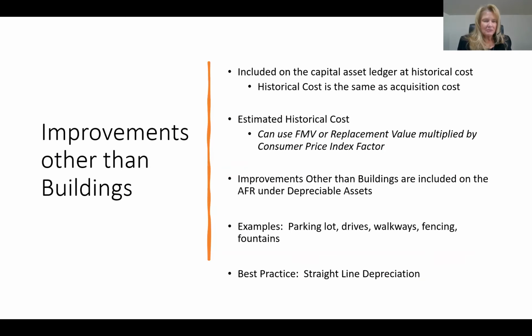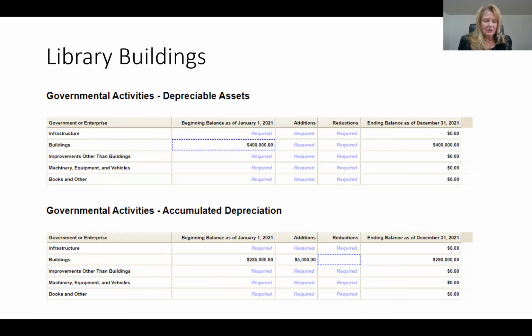Now, can you go back one, Todd? Sorry. The $5,000 addition, remember my annual depreciation amount was $5,000 on this building. As of January 1, since I've had this building for 57 years, it's $285,000. But for 21, I have to add another year's worth of depreciation. So that's why that $5,000 is in there. So I need to calculate my beginning balance, and then I need to add whatever depreciation I have on the building for this year.